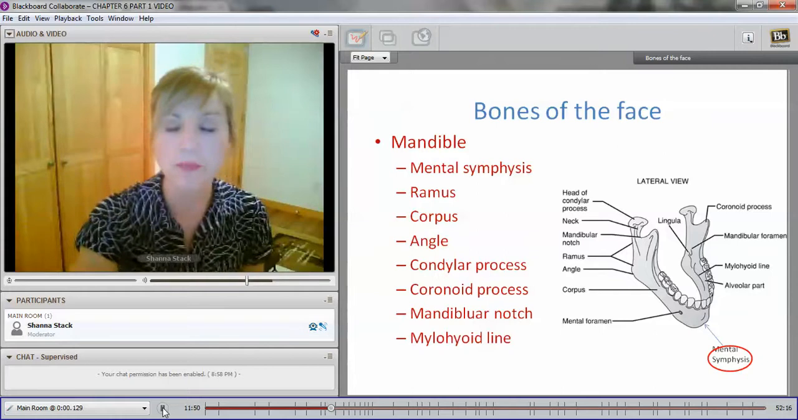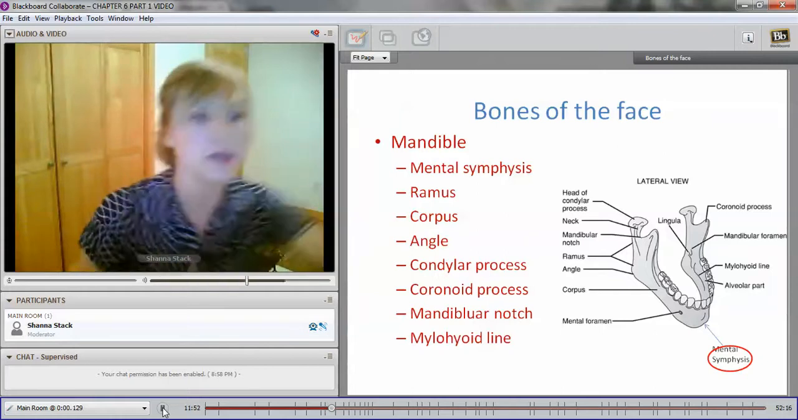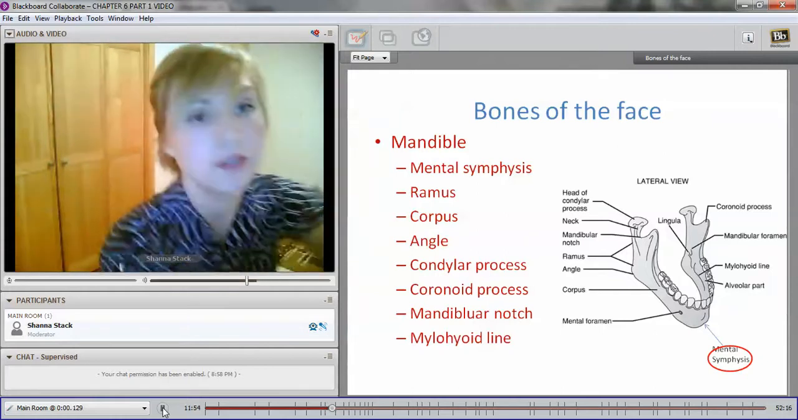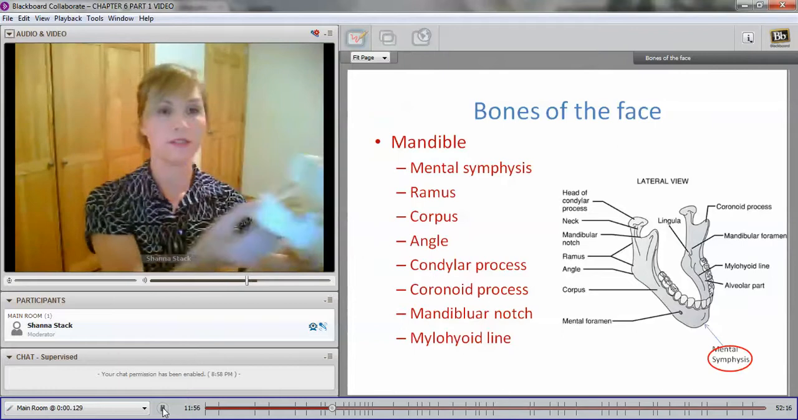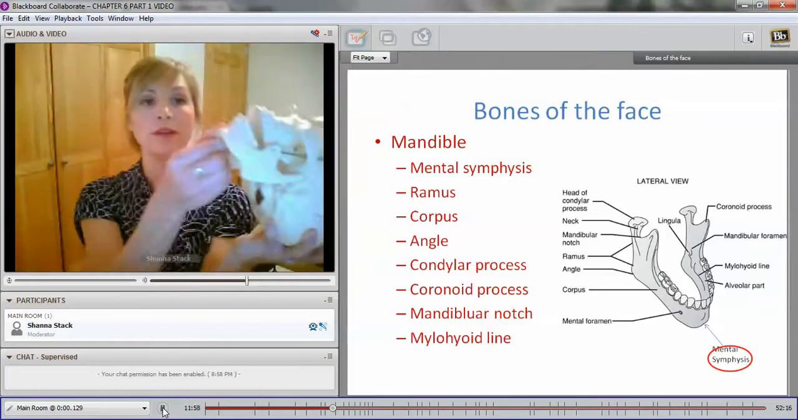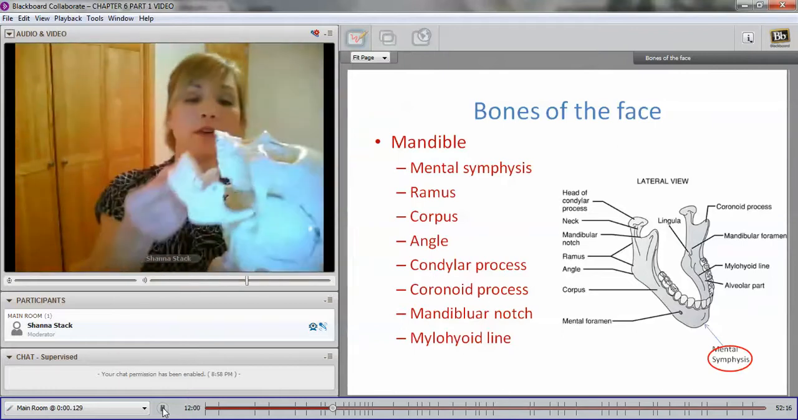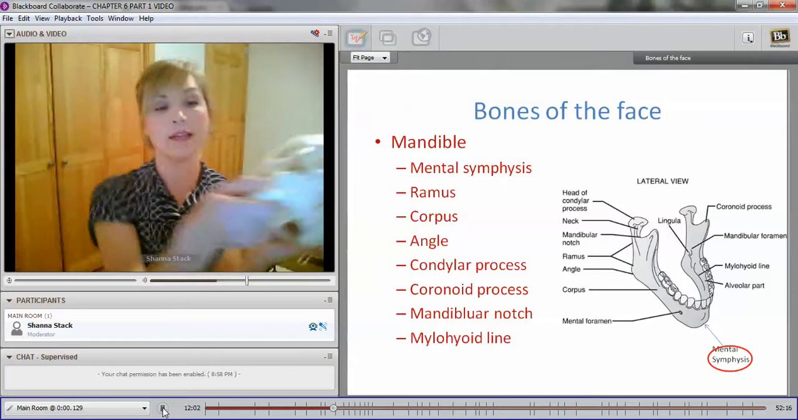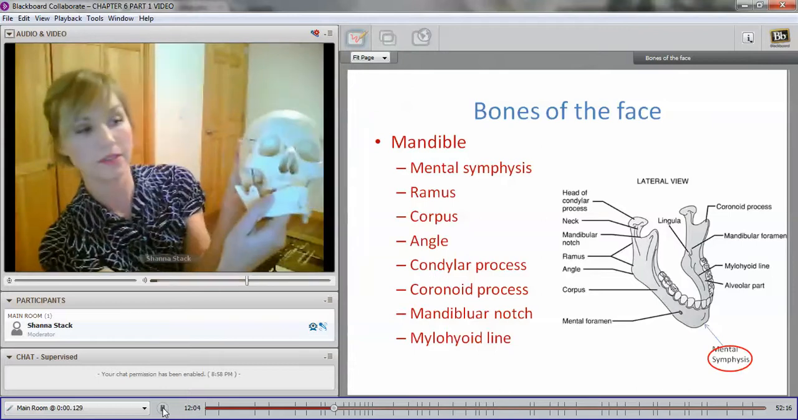And this is a picture of your mandible pulled away from the cranial skull. Okay, so if I took this part off, you can see I just pulled it away from the skull.